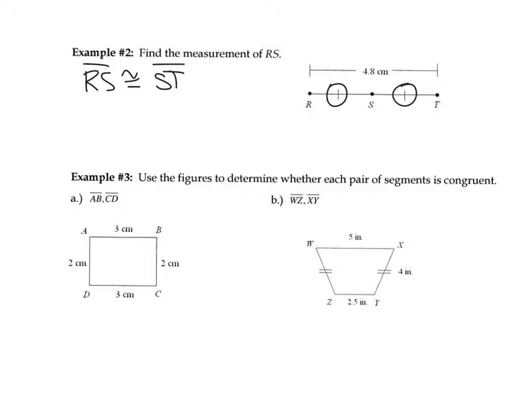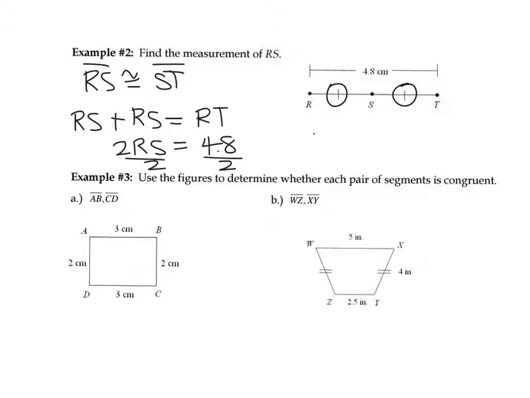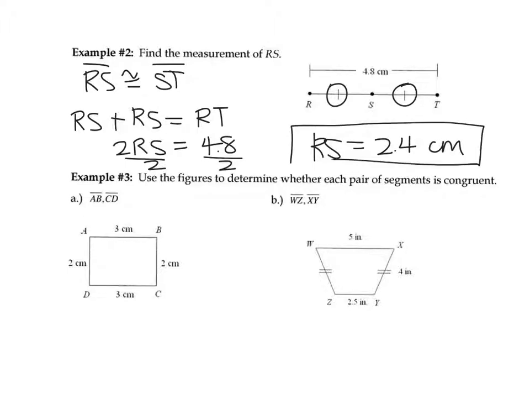So when I write my statement, instead of saying RS plus ST equals RT, I can actually say RS plus RS equals RT, since they have the same length. That tells me that 2RS equals RT, which we know is 4.8, and I can divide by 2, and we get that RS equals 2.4 centimeters. And in this case, we are given units for our segment, so I do want to include them in my final answer.